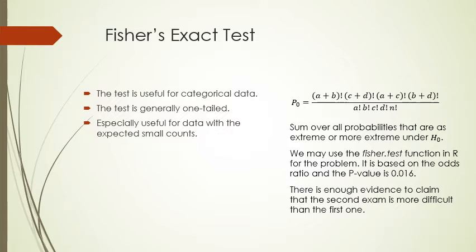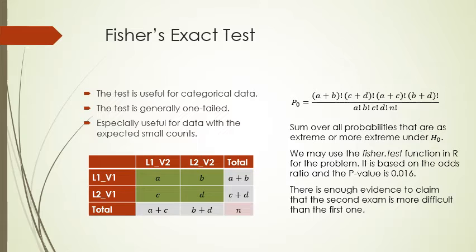Fisher's exact test may also determine if there are associations between two categorical variables. In addition to the assumption of the random sample, the test is normally one-tailed due to the procedure. It can be used for data where the expected number of counts is small. For a 2x2 contingency table as this one, the probability of obtaining the observed counts under the null hypothesis may be calculated using the hypergeometric distribution as in this formula.